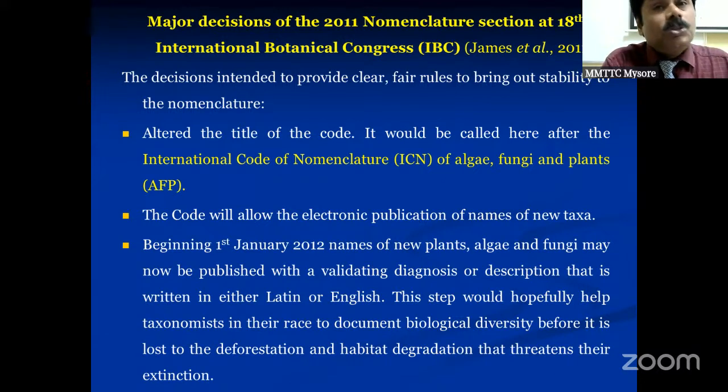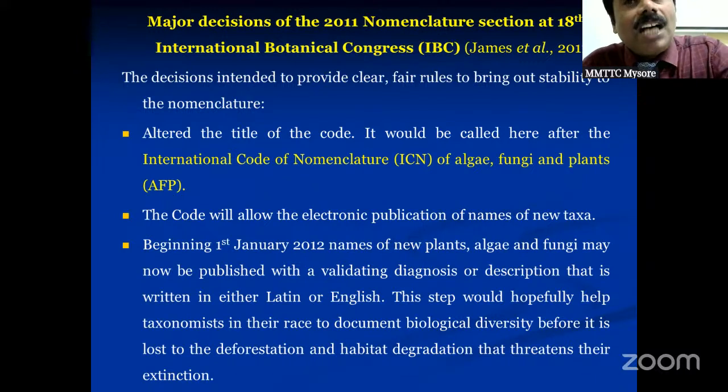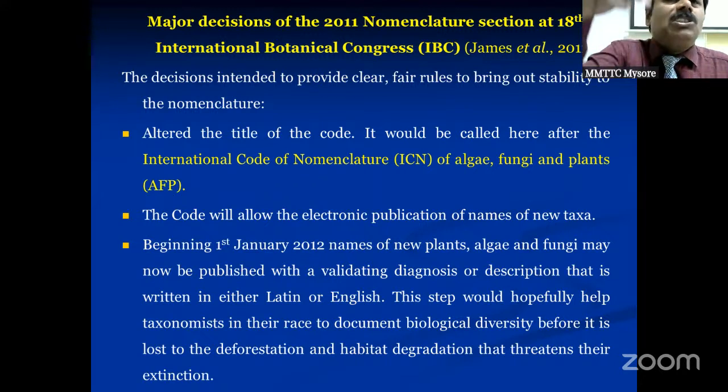The code will allow the electronic publication of names of new taxa. Earlier, we used to send hard copies of publications. Now, electronic publication is also allowed. Very importantly, note down that from 1st January 2012, names of new plants, algae and fungi may be published with a validating diagnosis or description written in either Latin or English. The 18th International Botanical Congress, held in Melbourne, Australia, made several provisions.